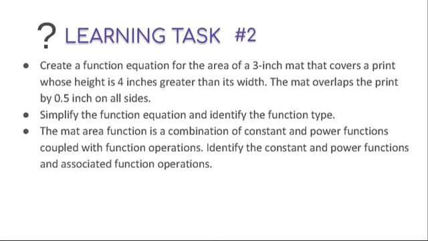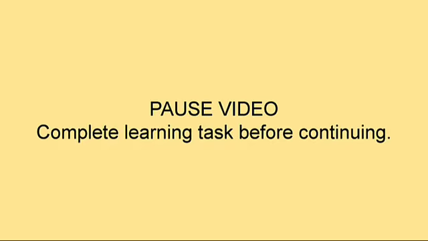Learning task 2. Create a function equation for the area of a 3-inch mat that covers a print whose height is 4 inches greater than its width. The mat overlaps the print by a half inch on all sides. Simplify the function equation and identify the function type. The mat area function is a combination of constant and power functions coupled with function operations. Identify the constant and power functions and associated function operations. Pause the video and complete the learning task before continuing.